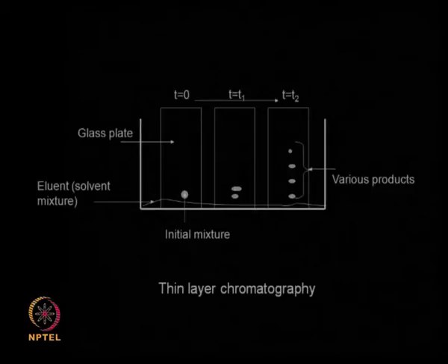So if you have 2 or 3 expected products and you have authentic or pure samples of those 2 or 3, you can spot them along this particular product and see where it goes and stops. Then you can say this is possibly that product, this is possibly the other product, and so on.